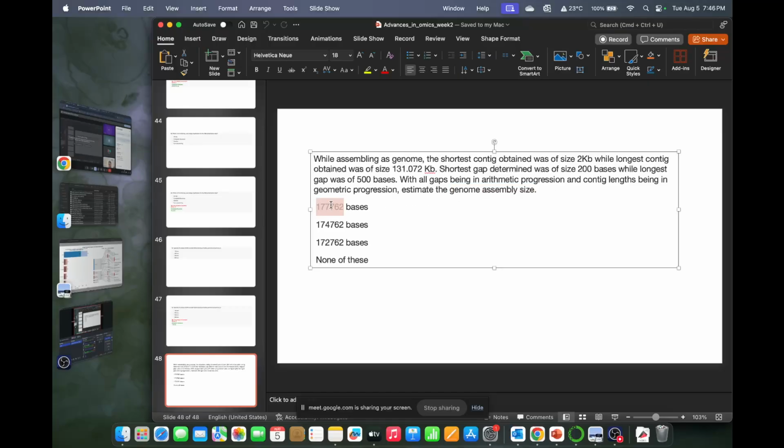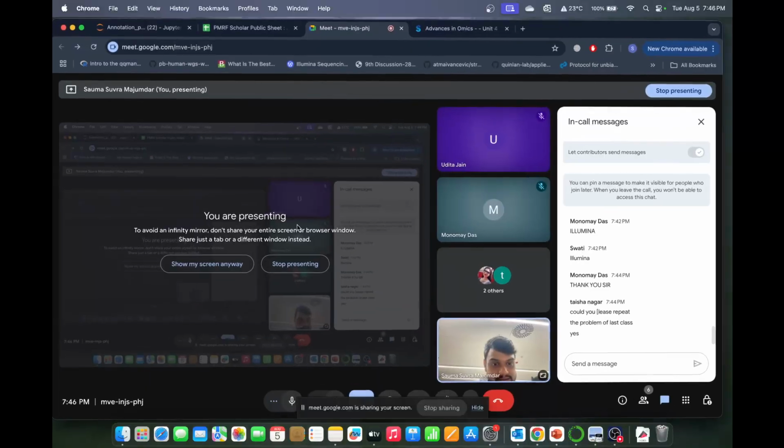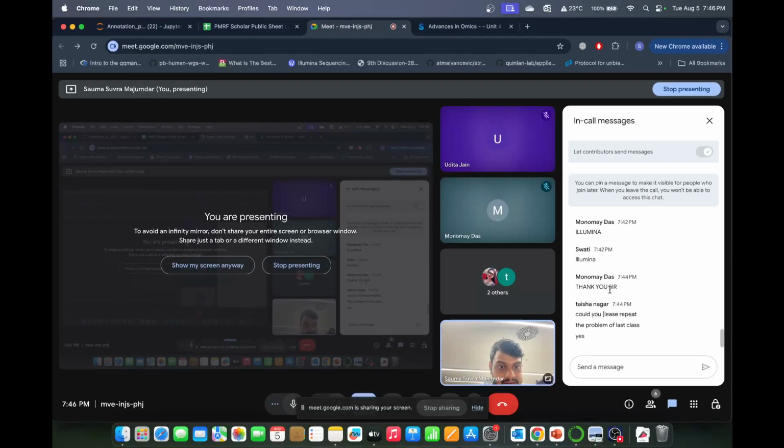I think this was the correct one. I confirmed with sir also. So this is kind of a trick question that they have put. Instead of genome size, they have asked for genome assembly size. So that will be just the addition of the contig lengths, not the gaps. You do not have to consider the gaps for this. Right? Is that okay? Yeah. Okay.